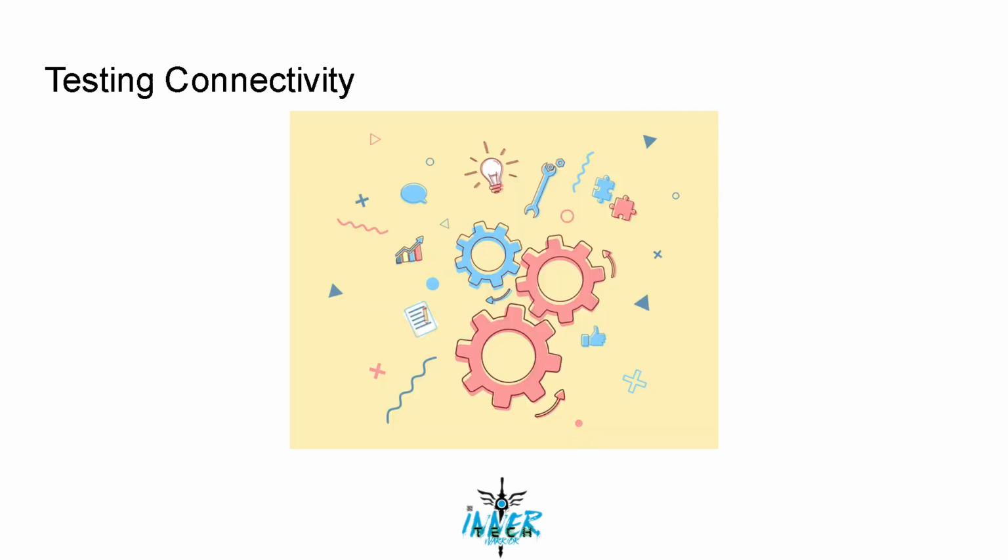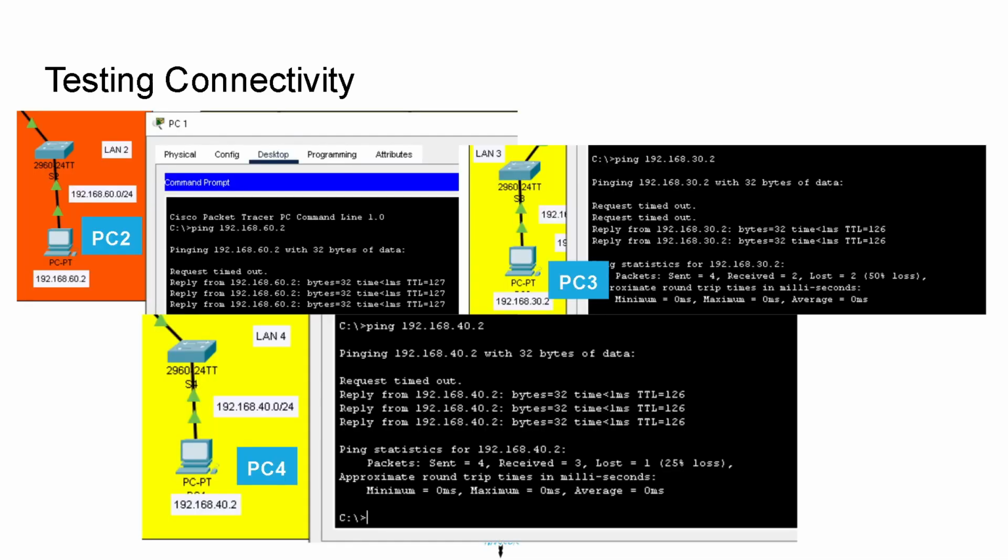Before we implement the ACL, we need to make sure everything is working first before we start filtering and blocking traffic. Pause here to test connectivity from PC1 and LAN 1 by pinging PC2, PC3, and PC4 to see if PC1, LAN 1, is currently able to connect to the other LANs.